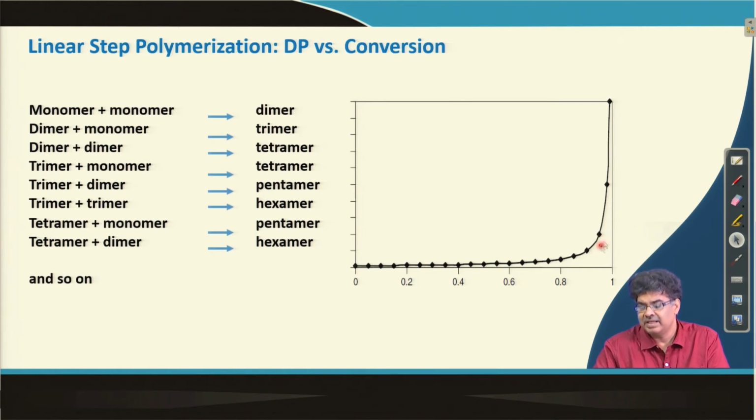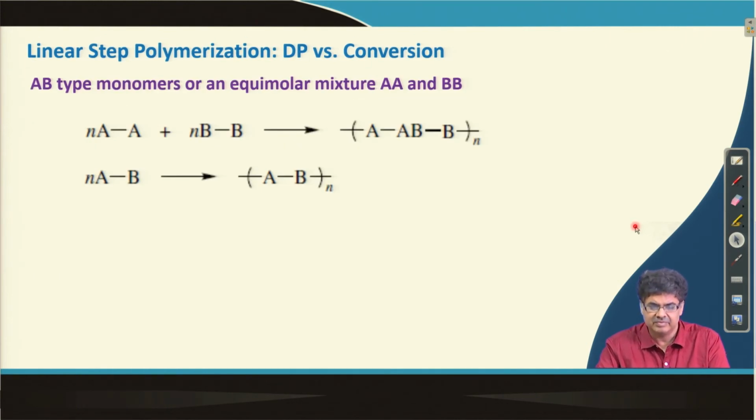So basically, to get a high molecular weight or high degree of polymerization, this is the molecular weight or degree of polymerization, this is conversion, we need to have a very high, almost quantitative conversion of functional groups. This is a very important point: to make high molecular weight polymers in a step growth polymerization, we need to push the reaction to a very high value of conversion. Now, how to quantify this? What is the relationship between degree of polymerization and conversion?